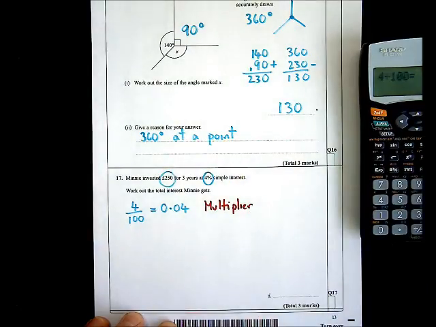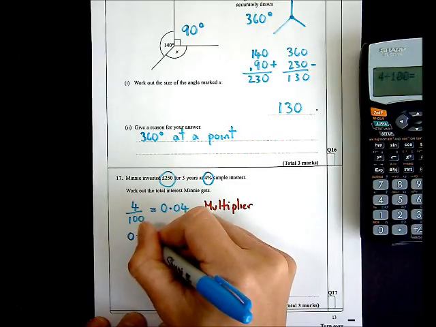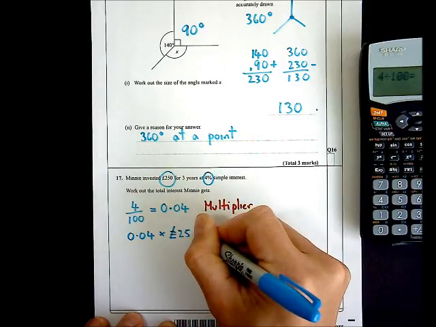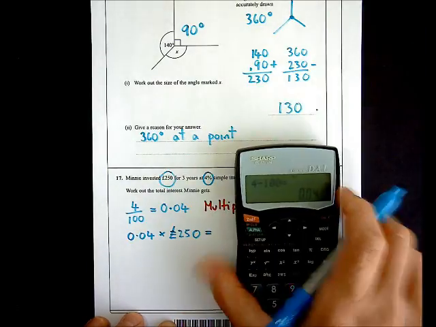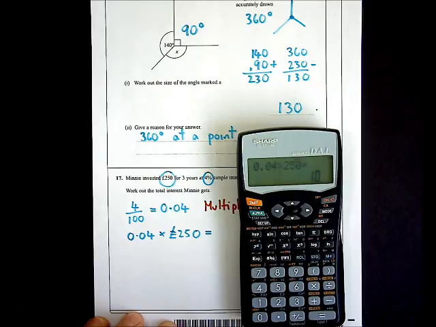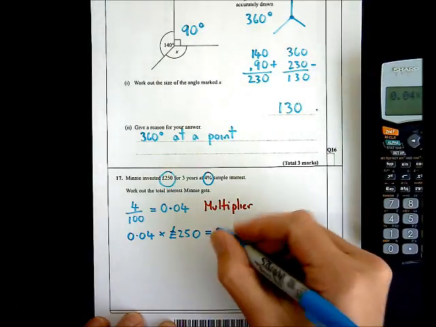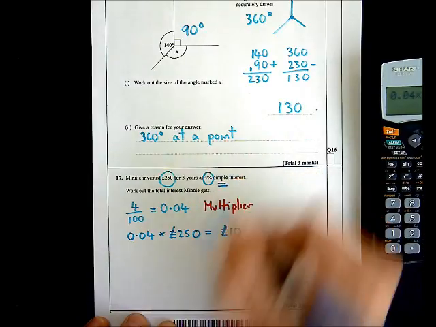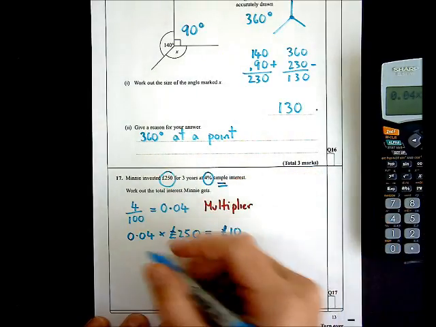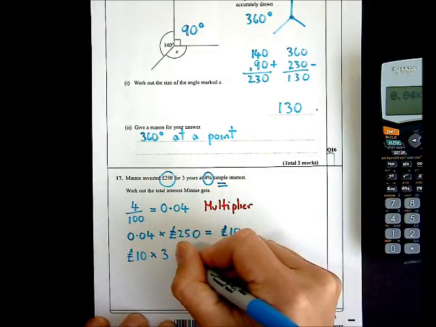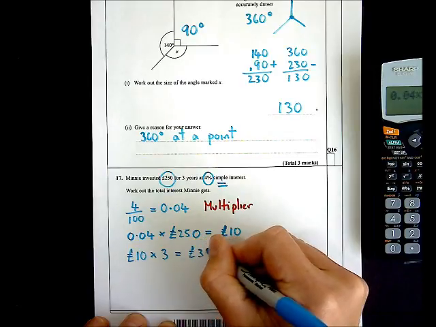So I'm going to take that multiplier, 0.04, and I'm going to multiply it by the £250. So 0.04 times 250. And again, I could have used the number that was stored. And that's going to give me that £10 would be my interest for 1 year. Now, as this is simple interest, to work out the total interest for 3 years, I simply need to take the £10 and multiply it by the number of years. So 10 times 3 would be £30.